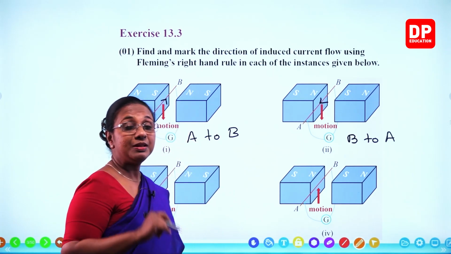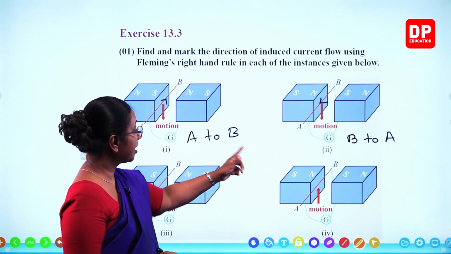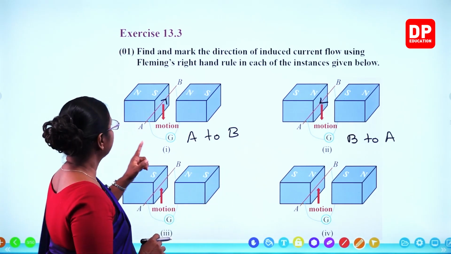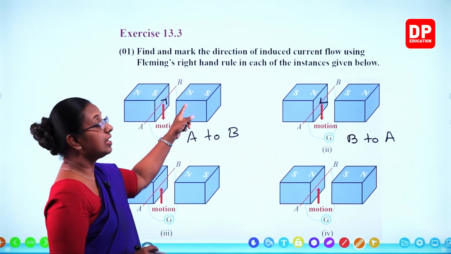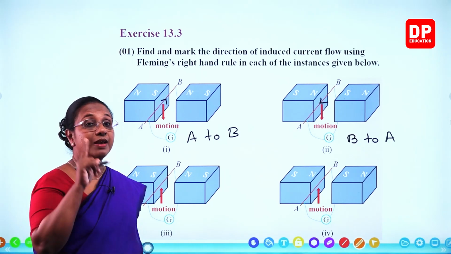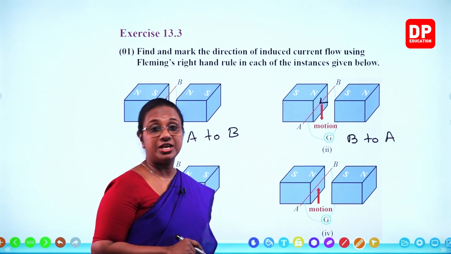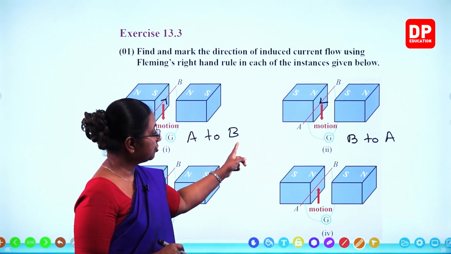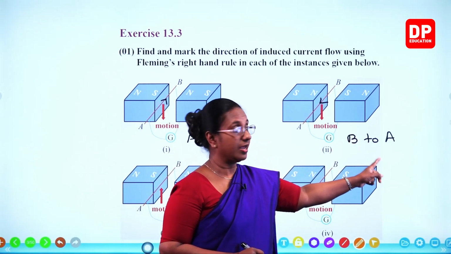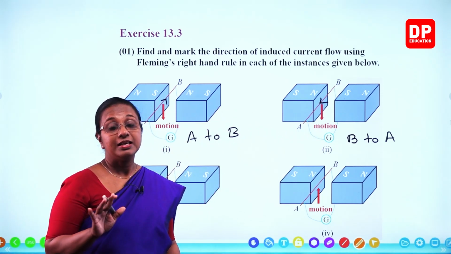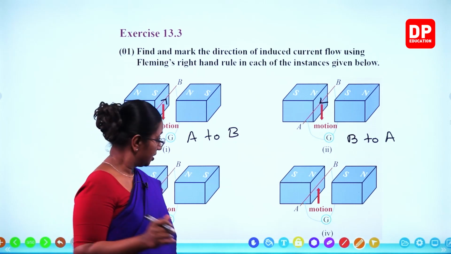Now like in the previous exercise, we also try to relate the change and the direction of the current flow. What has changed? Only the direction of the magnetic field. When one factor changes, the direction of current flow changes. Earlier it was A to B, now it is B to A. Still the motion is in the same direction. Is that clear, students?